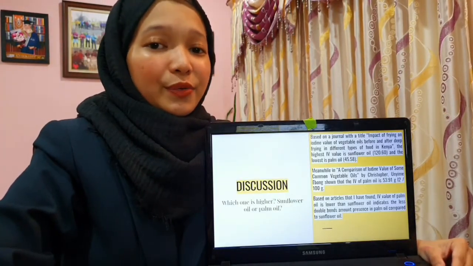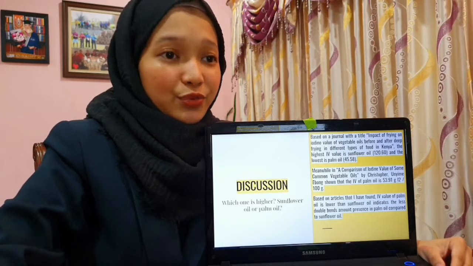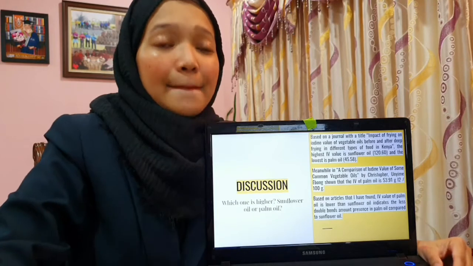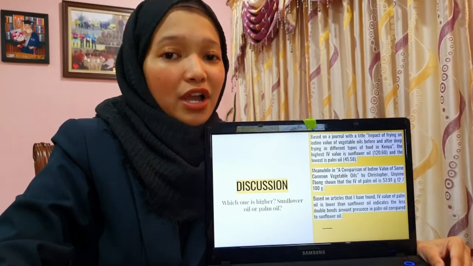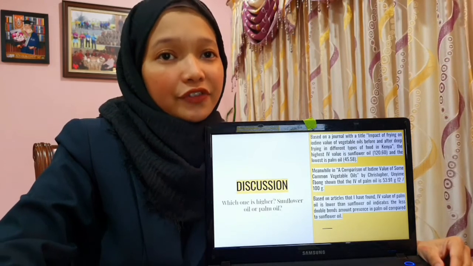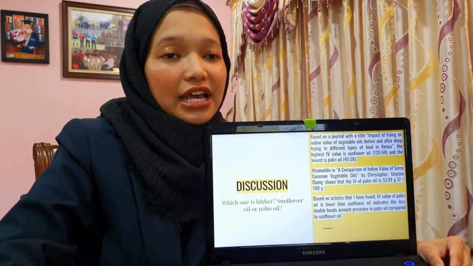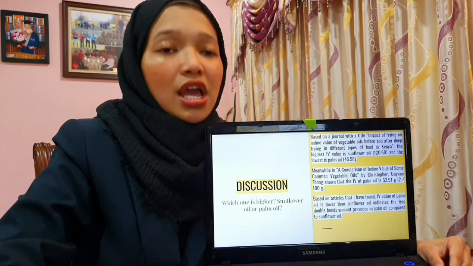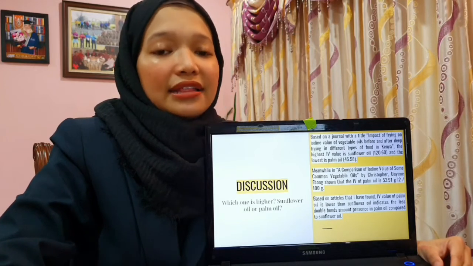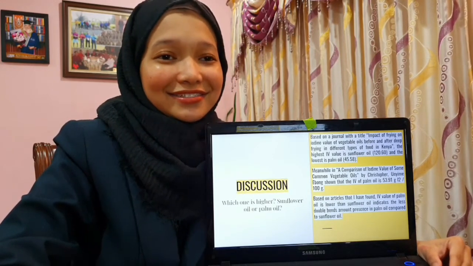Moreover, we will be moving on to the next part, which is discussion. Which one is higher, sunflower oil or palm oil? Based on a journal titled Impact of Frying on Iodine Value of Vegetable Oils Before and After Deep Frying in Different Types of Food in Kenya, the highest iodine value is sunflower oil, which is 120.60, and the lowest is palm oil, which is 45.58.